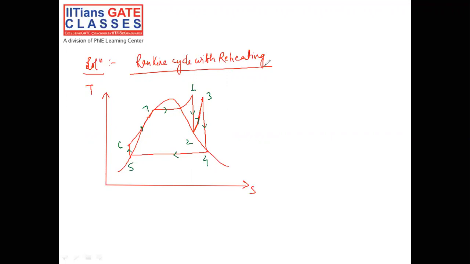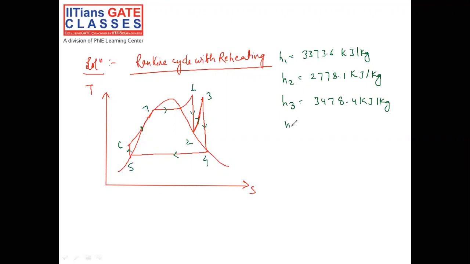Now, if you see the data, everything is given to you. H1 is given, that is 3373.6 kilojoule per kg. H2 is given as 2778.1 kilojoule per kg. H3 is given as 3478.4 kilojoule per kg, but we don't know the H4 value. Here we have drawn up to the saturated curve, but we don't know whether it will come to point 4 exactly or not.